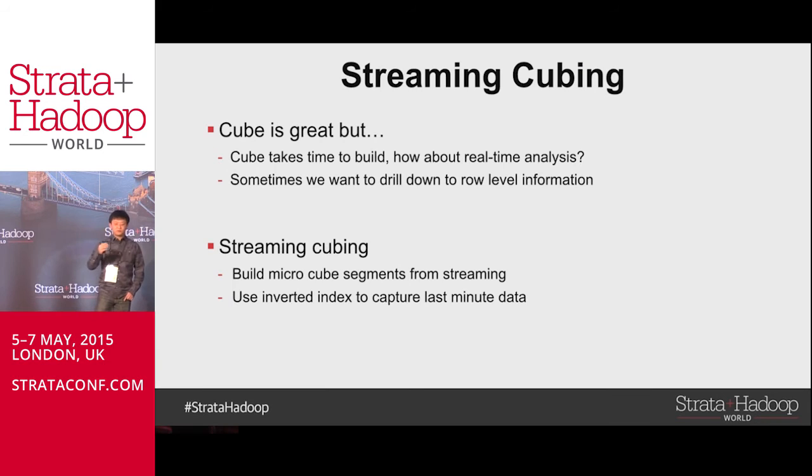To continue in this direction, how about we try to analyze real-time data? Then you have to shorten the index process to seconds. That is what we call streaming cubing, a speedup attempt from another angle. We try to build the cube as soon as the data comes from the stream. That is, I build micro segments for every small batch coming from the streaming source, typically minute-level batches. There are still a few minutes of data that are not cubed, and we'll capture that with inverted index technology.